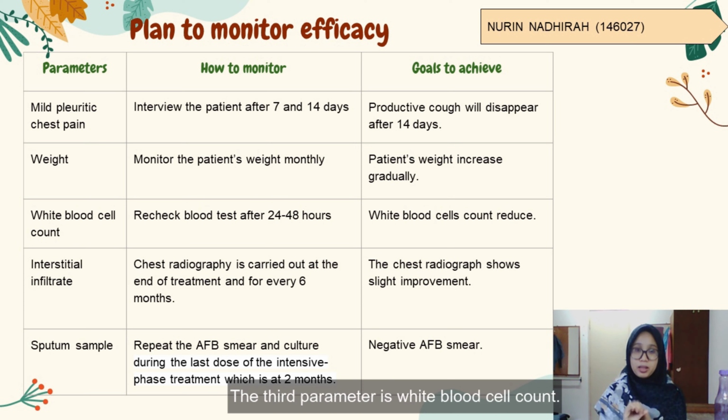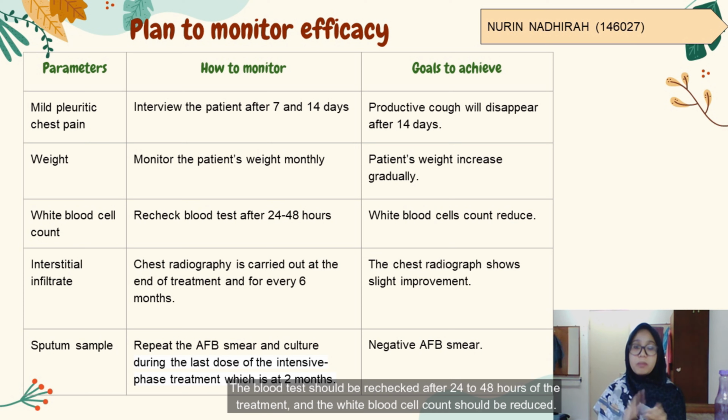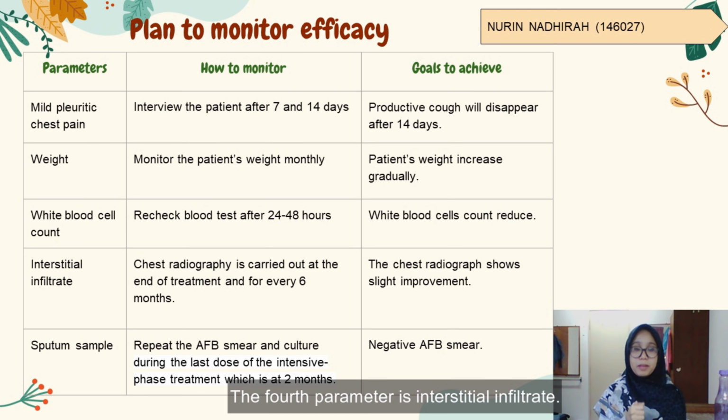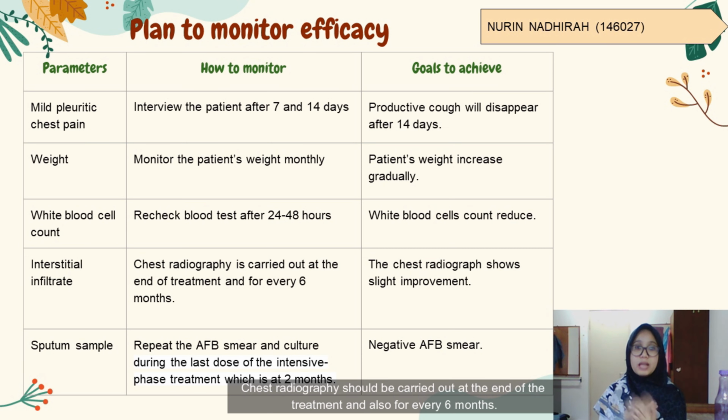The third parameter is white blood cell count. The blood test should be rechecked after 24 to 48 hours of the treatment, and the white blood cell count should be reduced. The fourth parameter is interstitial infiltrate. Chest radiograph should be carried out at the end of the treatment and also every 6 months. The chest radiograph should show slight improvement.